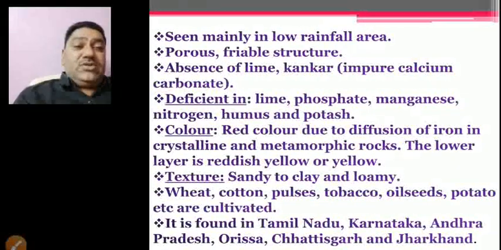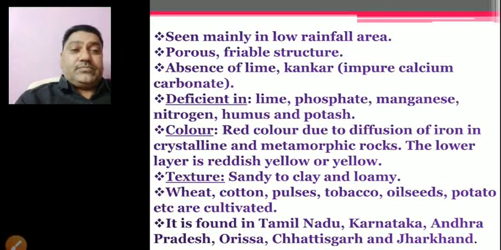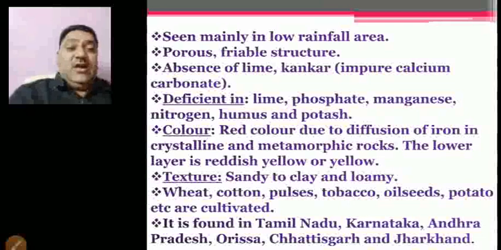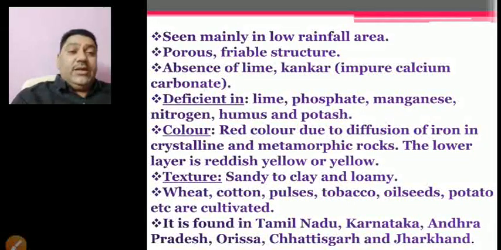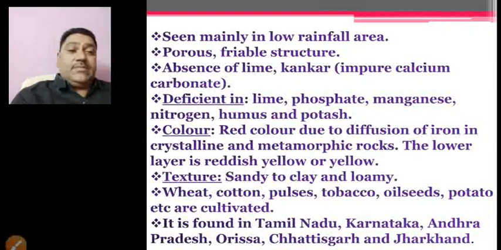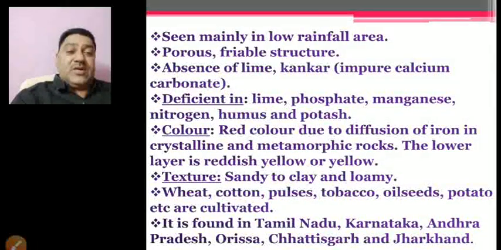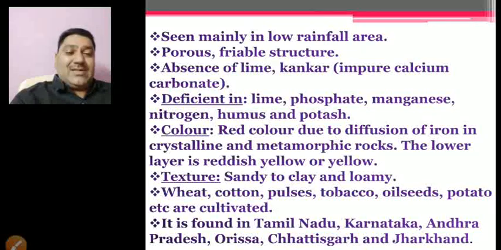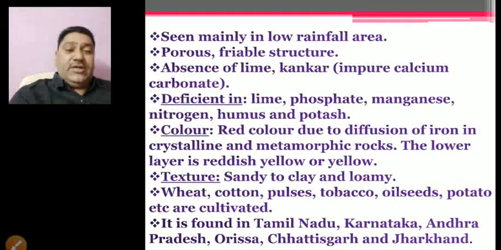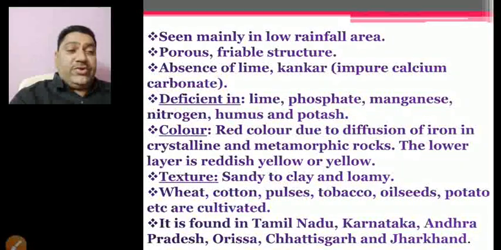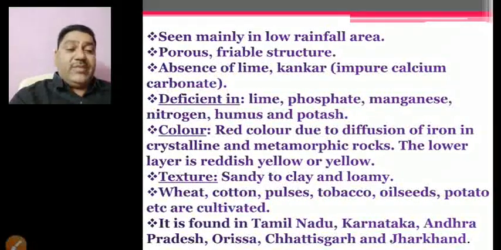Now, the third type of soil is red soil. Red soil is mostly found in low rainfall areas, and its most important characteristic is that it has a porous and friable structure. It doesn't contain important nutrients like lime or kankar, which consists of calcium carbonate. Similarly, it is also deficient in phosphate, manganese, nitrogen, humus, potash, etc. Hence, it is a very poor soil in nutrients. Now, the color of the soil is red. This is due to diffusion of iron in crystalline metamorphic rocks.